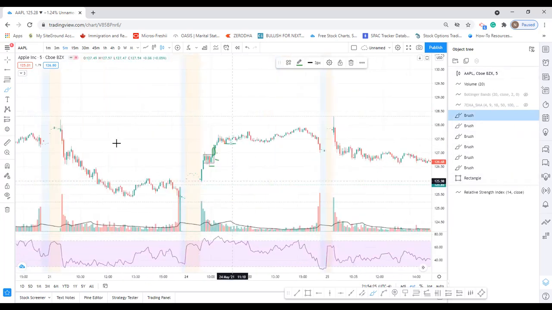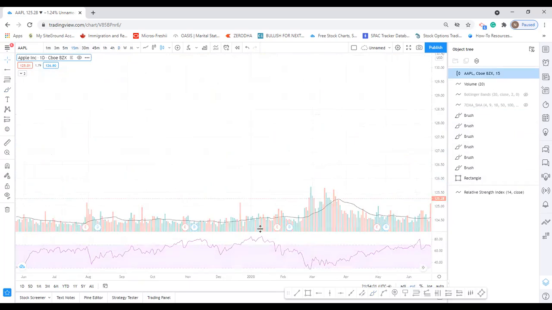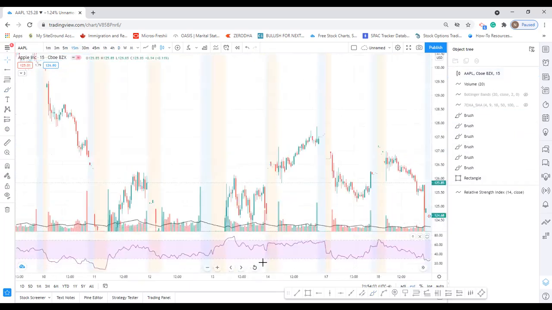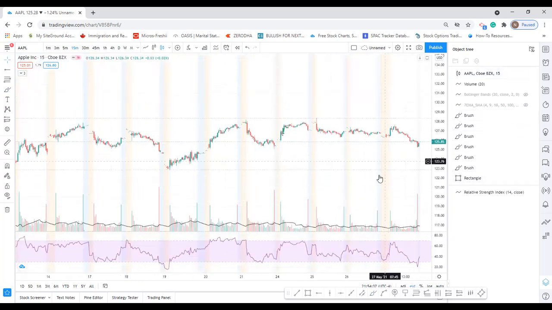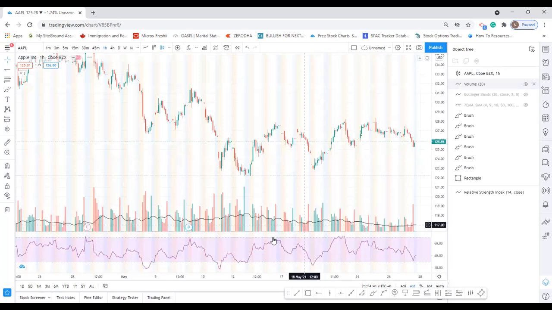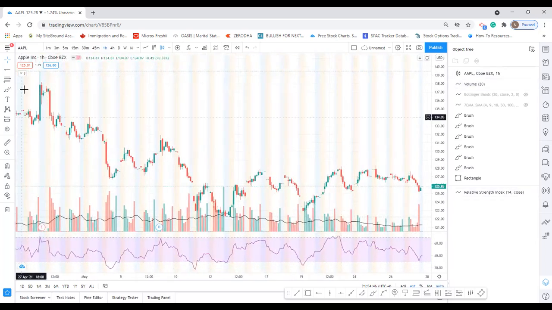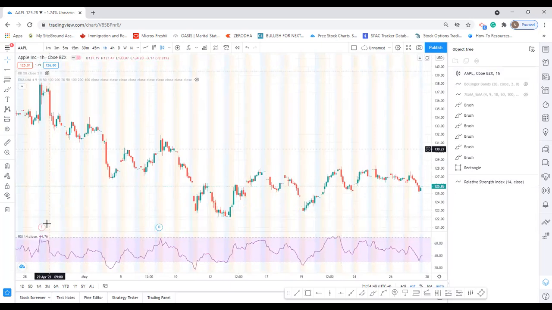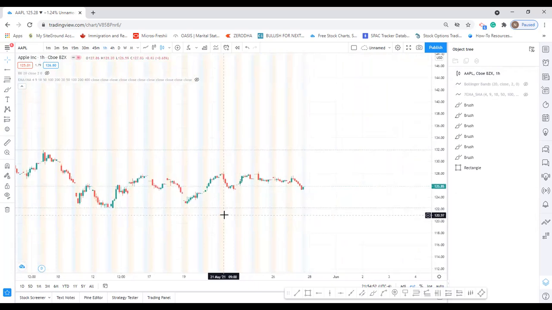Okay, so now let's see a good example for a swing trade. Let me see if I can get a good example. So if you see here, this is Apple, not Tesla, this is Apple. I'm gonna close this off. I don't need RSI as well.